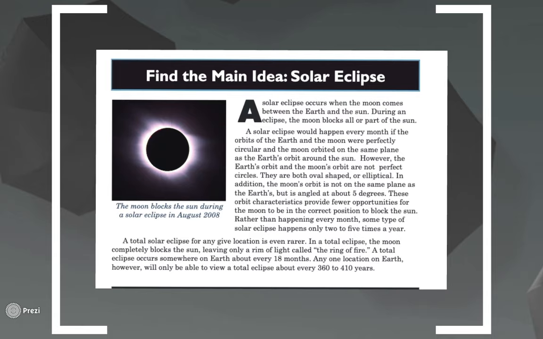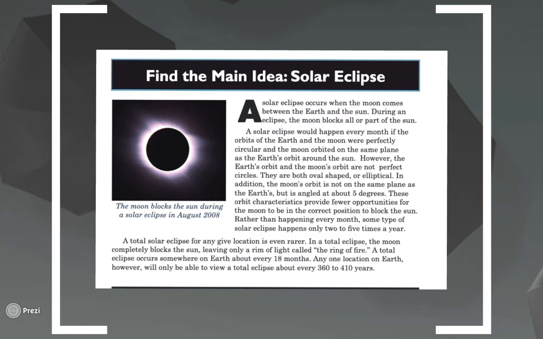Okay, so a solar eclipse would happen, which insinuates that it does not happen every month. The next sentence says, however, the Earth's orbit and the Moon's orbit are not perfect circles. They are both oval-shaped or elliptical. In addition, the Moon's orbit is not on the same plane as the Earth's, but is angled at about 5 degrees. This is an important supporting detail because it identifies a difference in the Earth's and the Moon's orbits, which does not allow them to line up perfectly every single month.